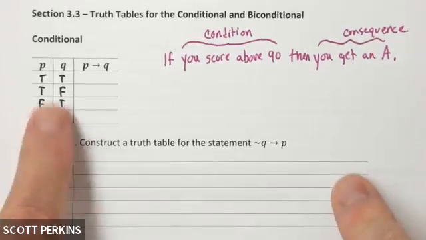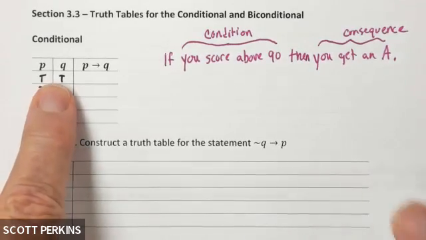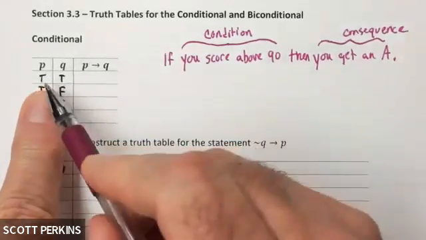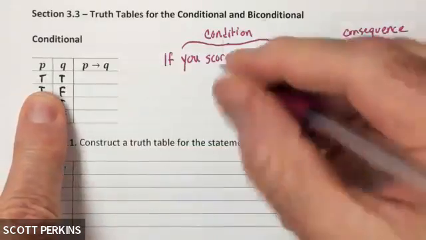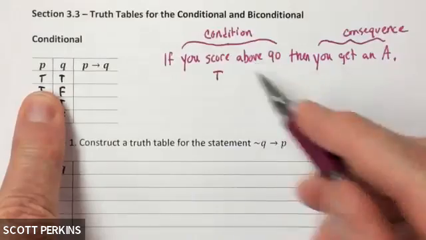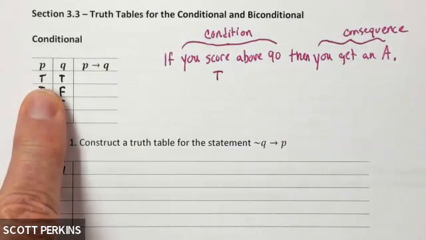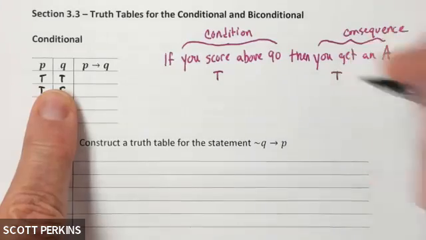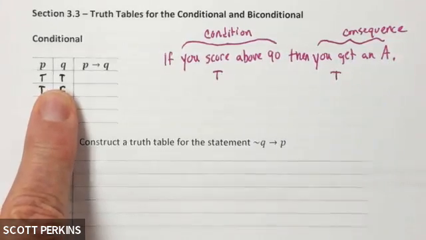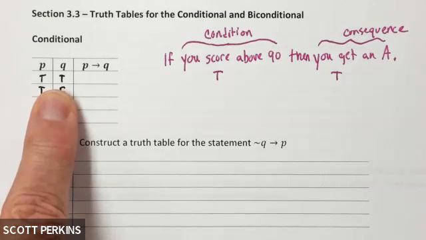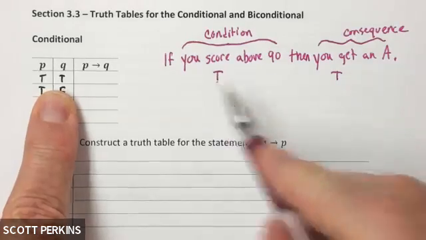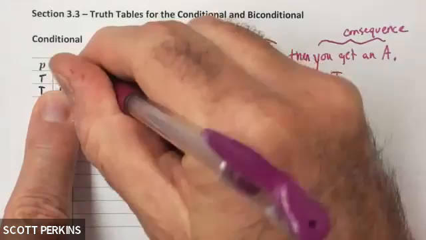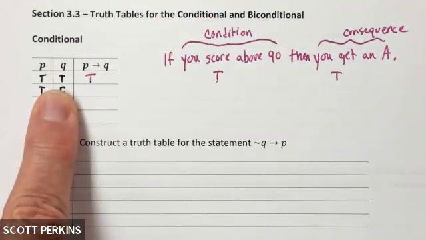So here we go. I'm just gonna go row by row. So this tells me that P is true. Okay, so I scored above a 90, right? Then Q is true. So on your report card or on your test, you got an A. Did what was supposed to happen happen? Yes, you scored above 90, you got an A. That's true. What was supposed to happen did indeed happen.